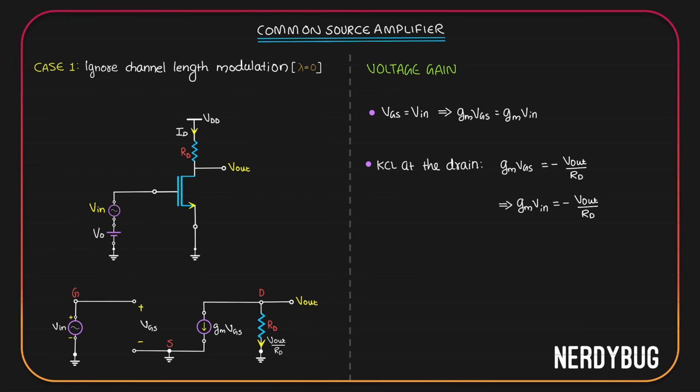What we want is the voltage gain. Voltage gain is Vout by Vin. From here we can easily write it. It is minus gmRD. Voltage gain is minus gmRD. Let's put it in a box.